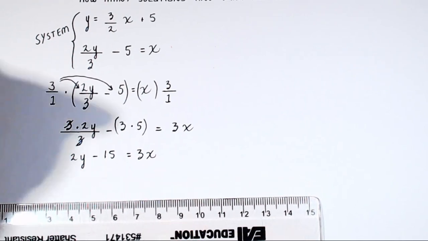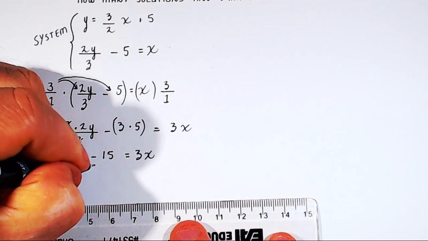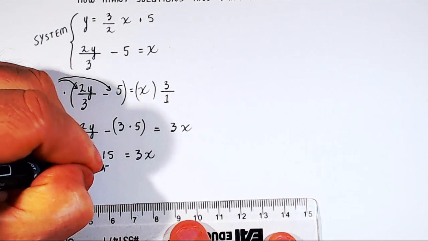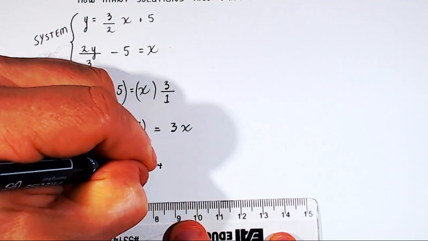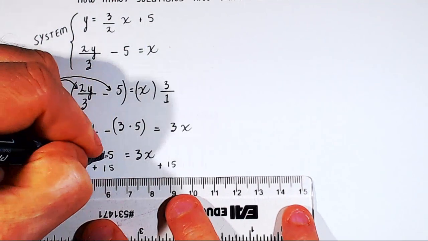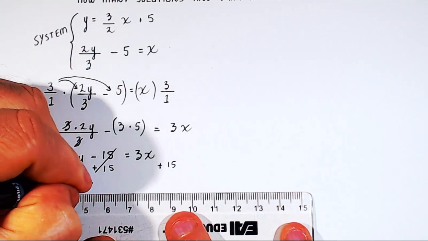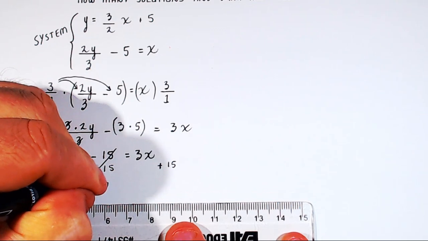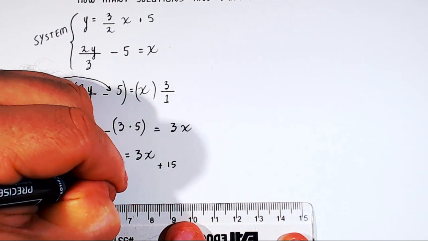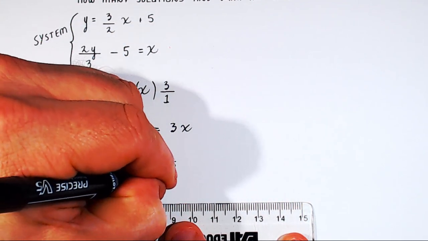Well, now what? Now it's just a matter of getting y by itself. So I'm going to move out this 15. Okay, negative 15 plus 15 is 0, so that just cancels out. And we're left with 2y equals 3x plus 15.